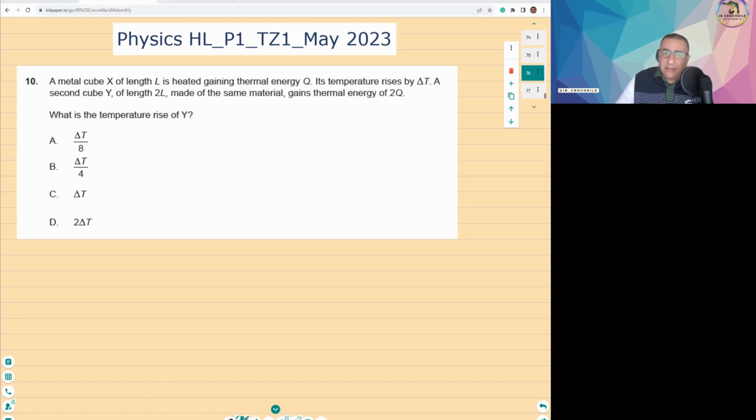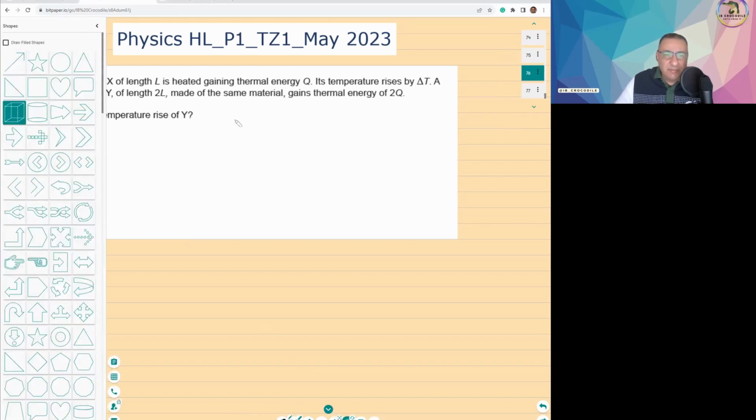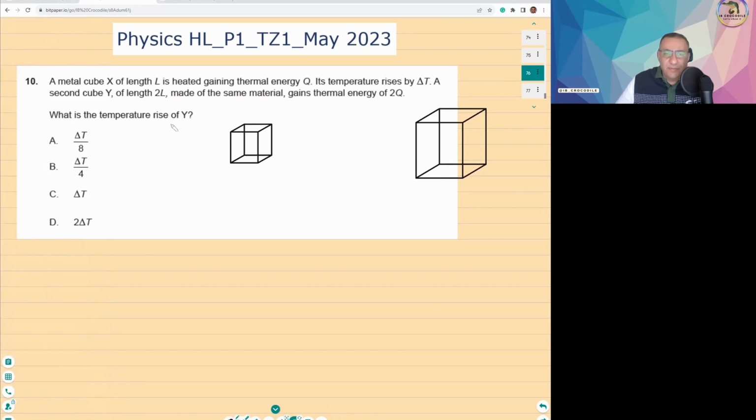So the temperature rise is basically the change in temperature, which is delta T. Capital T here is the absolute temperature in Kelvin. And we see here thermal energy, so you may think of what I call the national anthem of thermal physics, Q equals mc delta T, right? This is really what comes to your mind once you see some data about Q and delta T. So here we got two cubes, right?